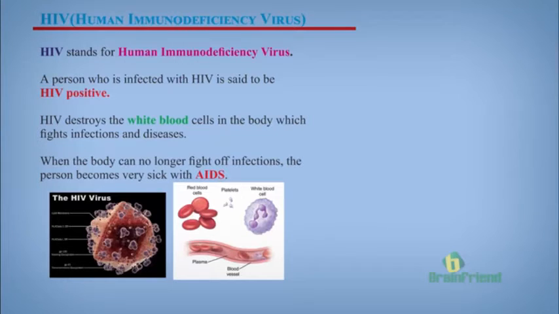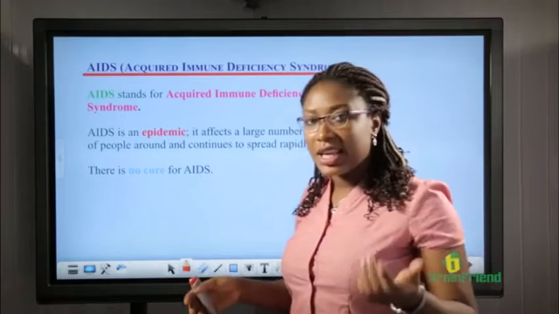What is HIV? HIV stands for Human Immunodeficiency Virus. And a person who is infected with HIV is HIV positive. It destroys the white blood cells in the body. The white blood cells help to fight diseases and infections. And once a person is infected with the HIV virus, it gradually multiplies itself in the white blood cells. And when the system can no longer fight those diseases, we say that the person is down or very sick with AIDS.